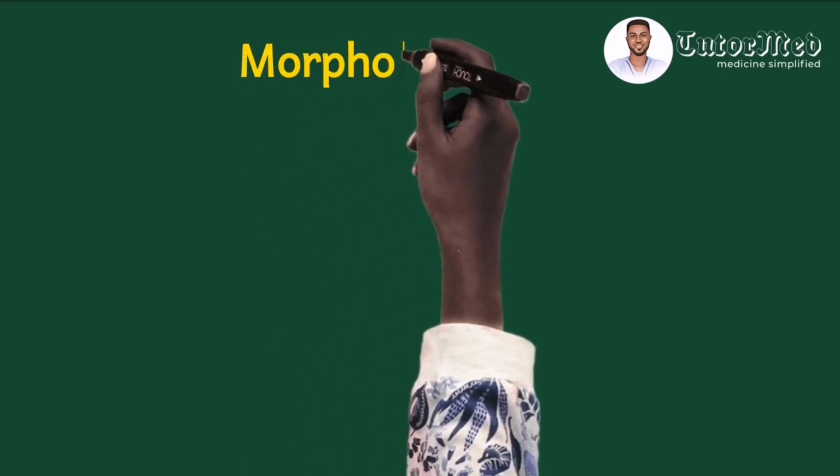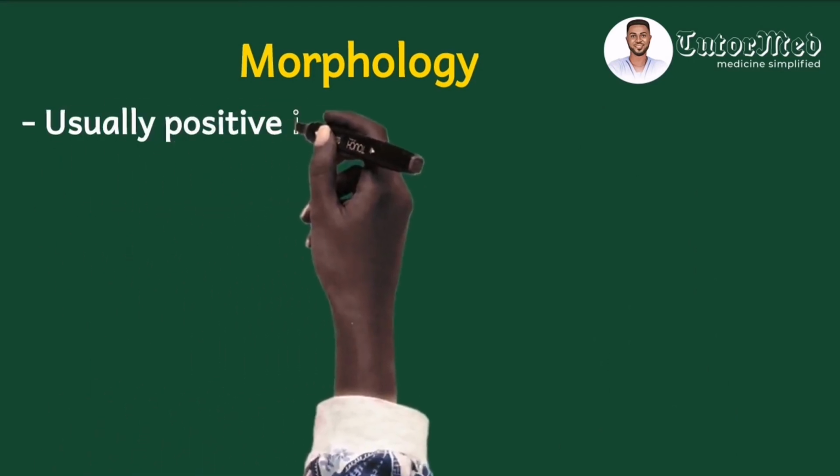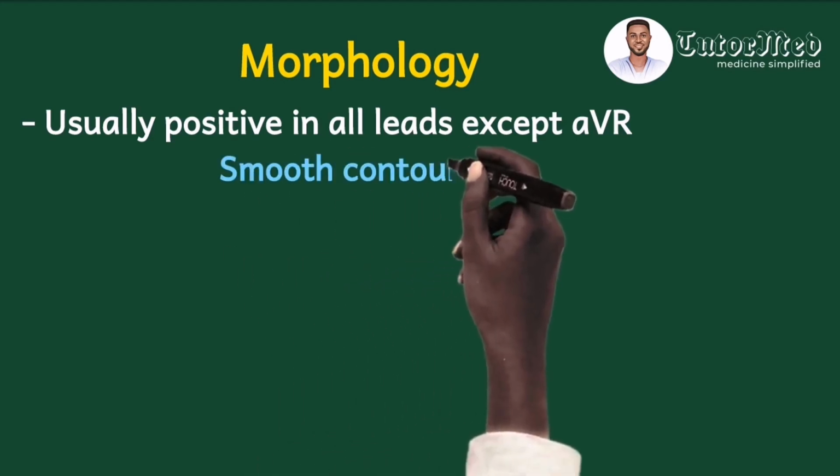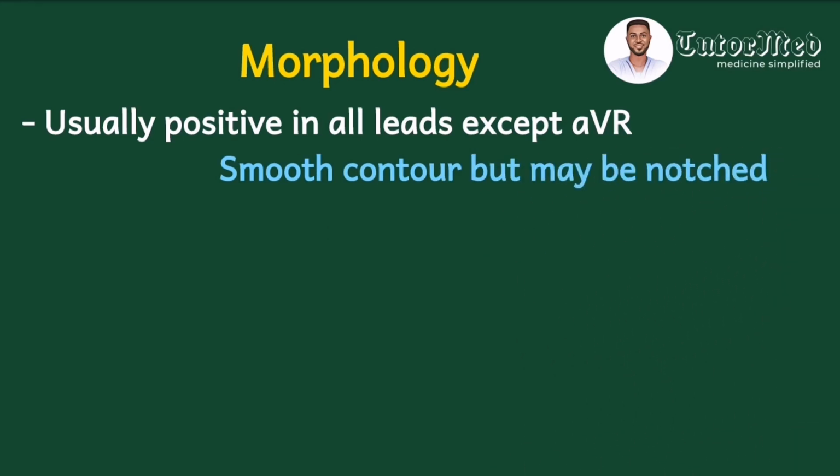Great. And so let's get mad at the P wave then. M for morphology. Usually the P wave is positive in all leads except for lead AVR. And I hope you understand why. If you don't, kindly visit our previous videos to get the underlying principle here. Usually the contour of the P wave is smooth, but it may be notched, especially in the limb leads. But kindly note that most of the time it is a smooth contour. The P wave in all leads is monophasic, and what this means is that it points only in one direction.